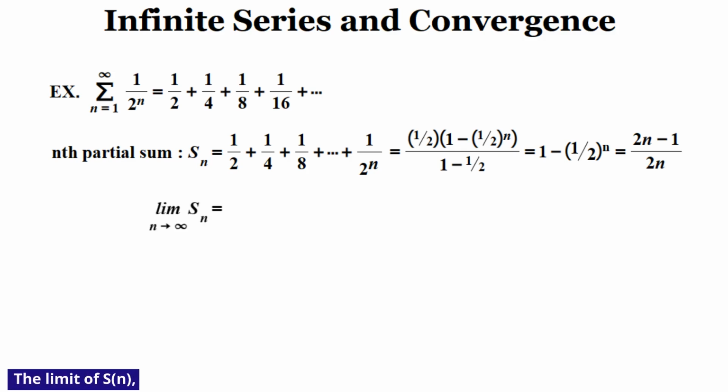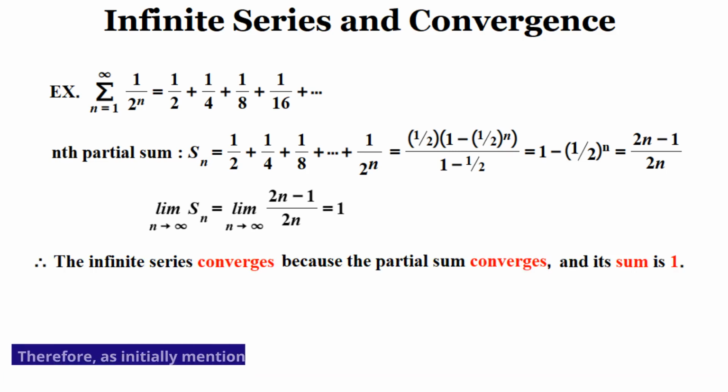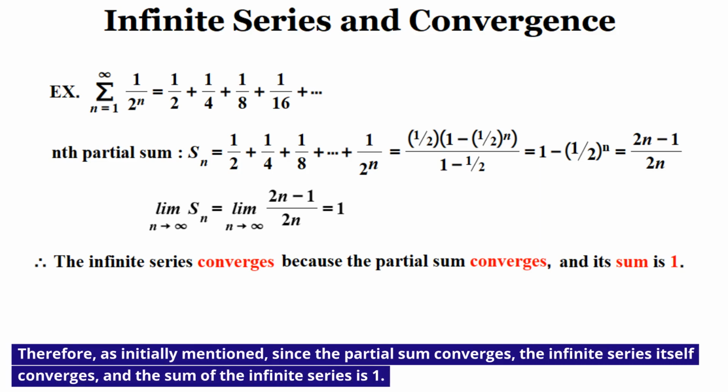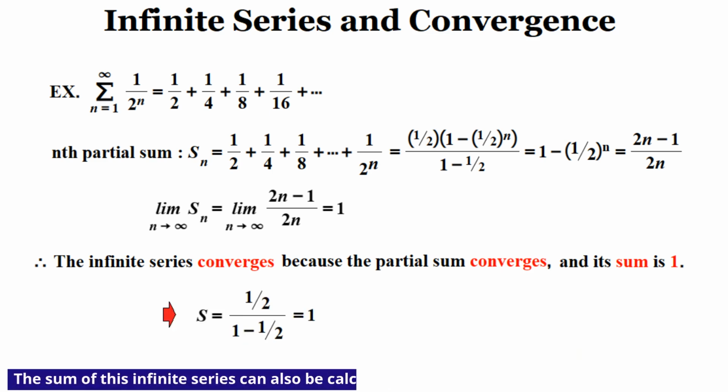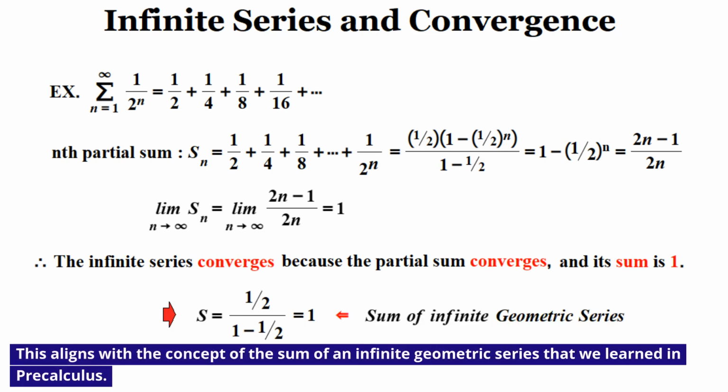The limit of Sn: as n approaches infinity, the partial sum converges to 1. Therefore, as initially mentioned, since the partial sum converges, the infinite series itself converges, and the sum of the infinite series is 1. The sum of this infinite series can also be calculated as this. This aligns with the concept of the sum of an infinite geometric series that we learned in pre-calculus.